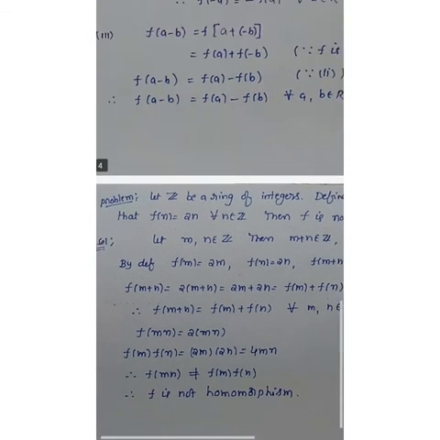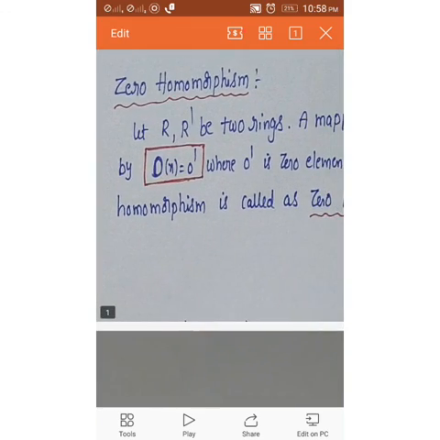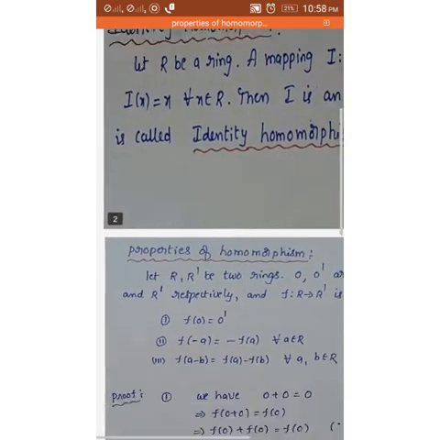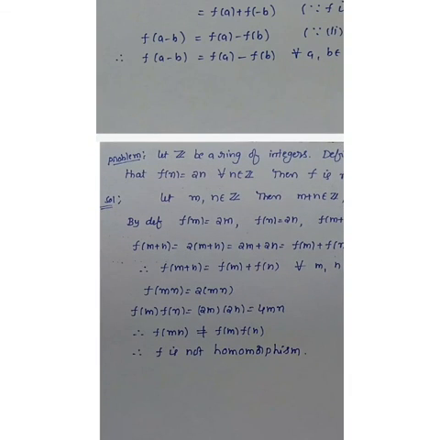Okay. So here we discussed zero homomorphism, identity homomorphism, properties of homomorphism, and one problem we solved.